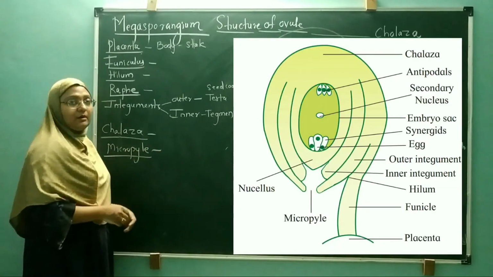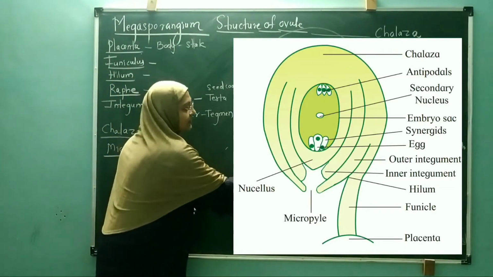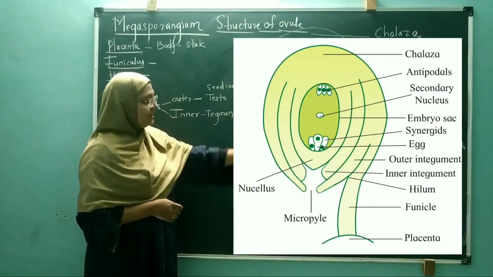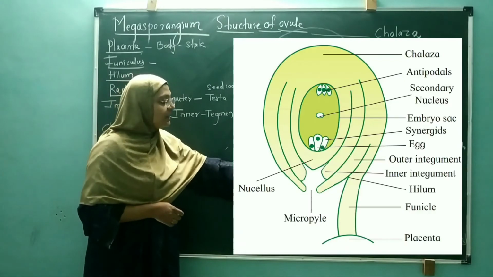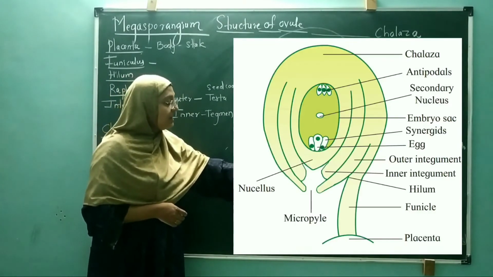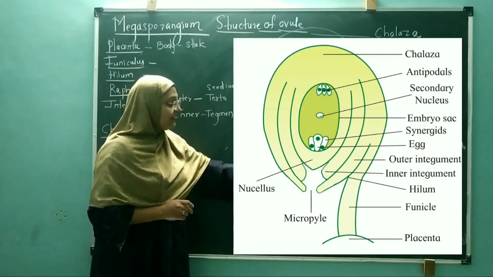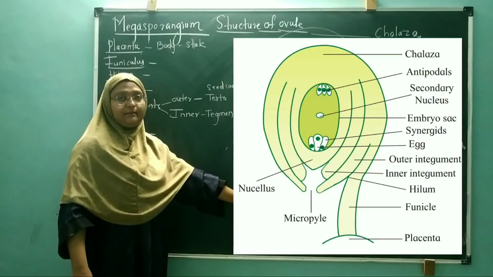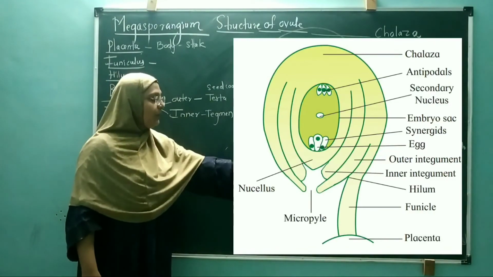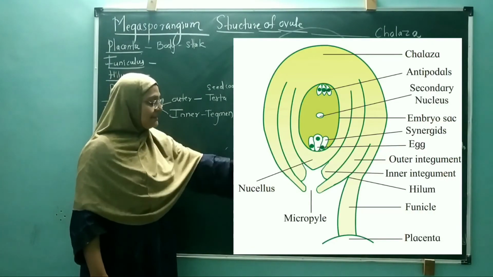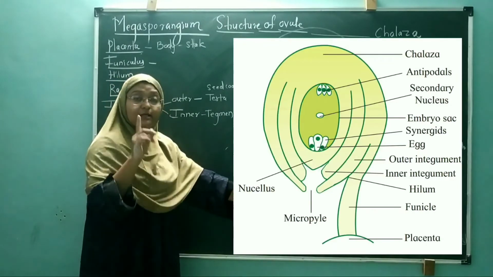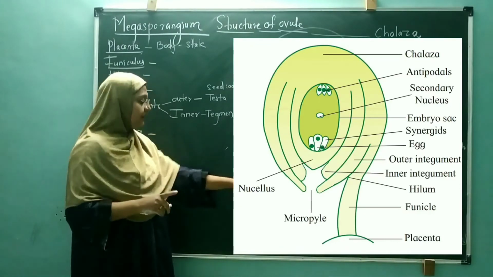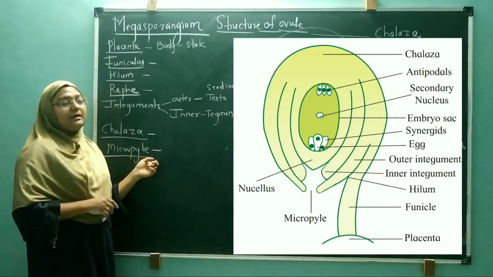A common door occurs when two integuments are present at this side, with the chalaza at the opposite side. दो integuments यहाँ पे ununiformly arrange हो रहे हैं, and they are forming one opening. That opening is called the micropyle. As you can observe in the diagram, this is the opening near the egg cell. This opening forms due to the nonuniform arrangement of the outer and inner integuments. That is called the micropyle.